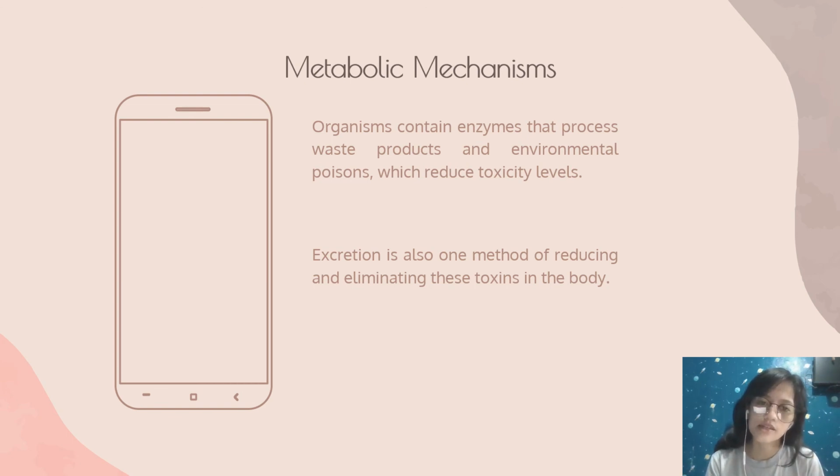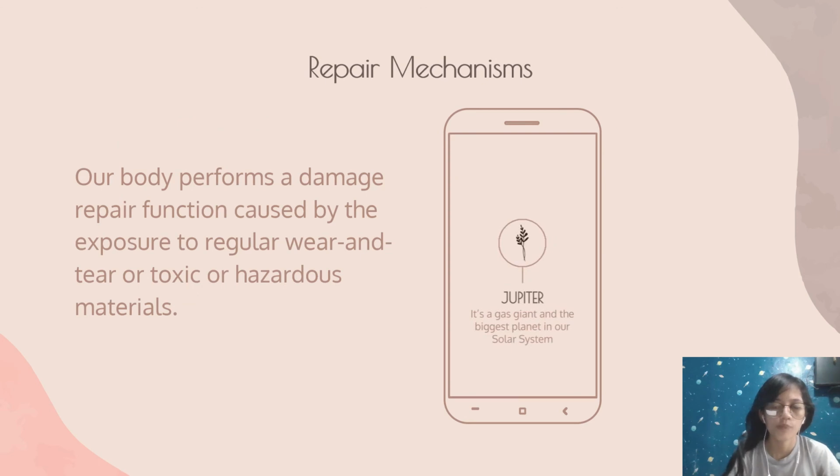And the other mechanism is the repair mechanisms. Repair mechanisms means that our body performs a damage repair function caused by the exposure to regular wear and tear or toxic or hazardous materials. It allows individual cells to have enzymes to help repair the damage in the deoxyribonucleic acid or the DNA and protein at the molecular level, organs, and tissues.